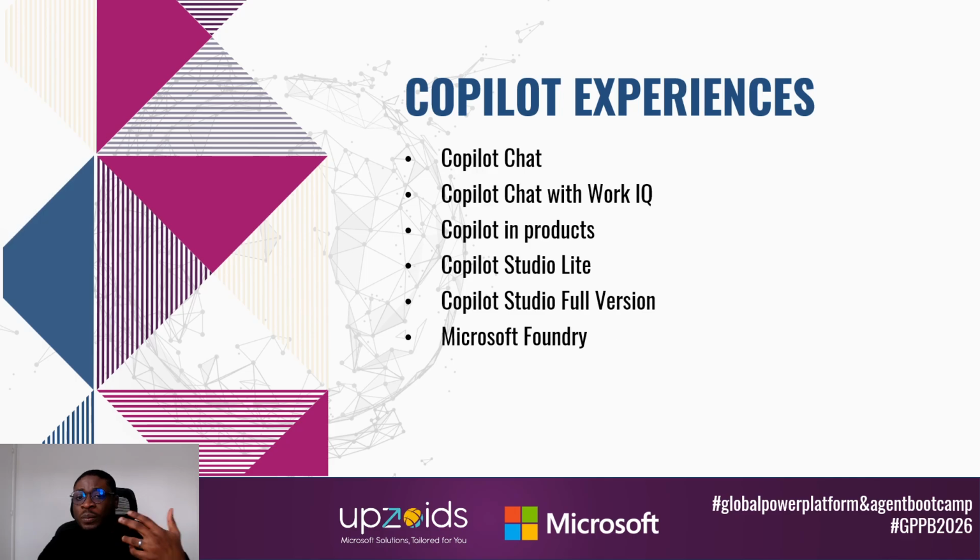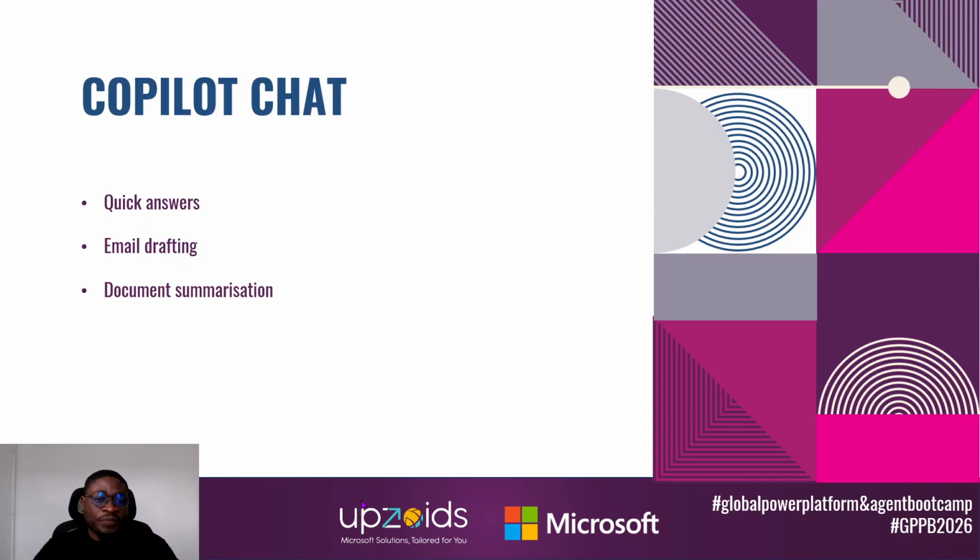We also have Copilot Chat with Work IQ, and Copilot in product. For example, if you open Microsoft Word, you'll see Copilot there. If you open Excel and all the likes, you see Copilot in different products. And even on the Power Platform, you see Copilot. We have Copilot Studio Lite, Copilot Studio full version, and Microsoft Foundry, where things start getting out of the Copilot realm into the more developer-focused realm. So let's just talk about some of them quickly.